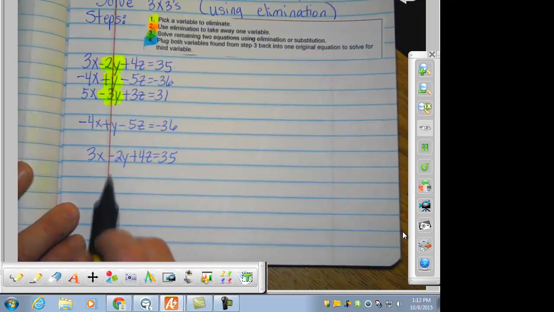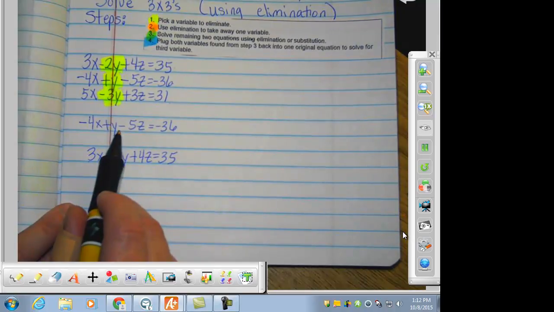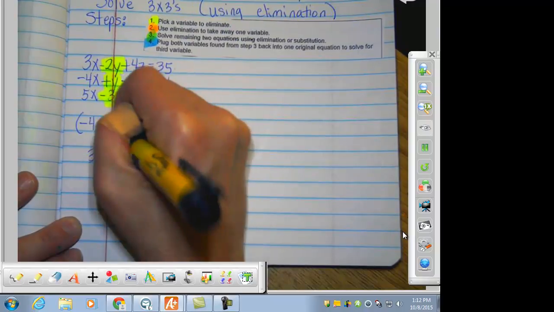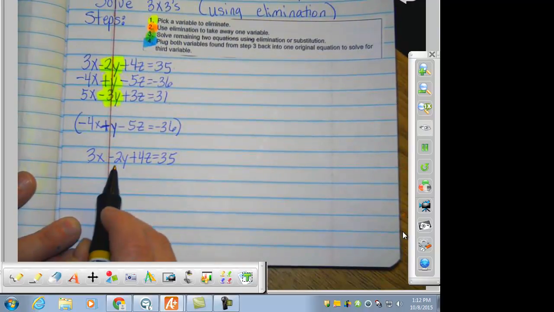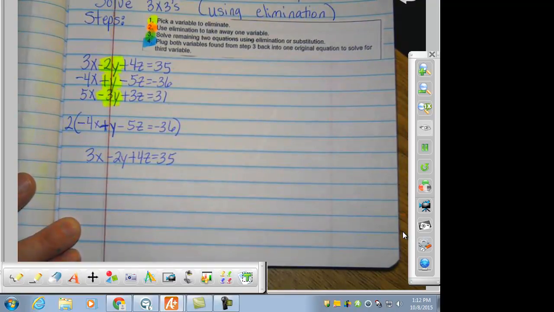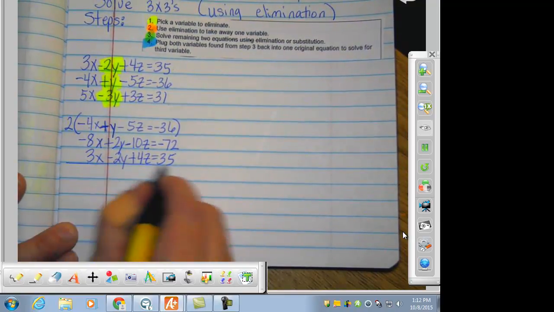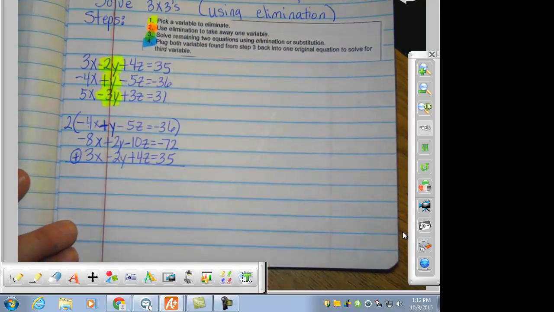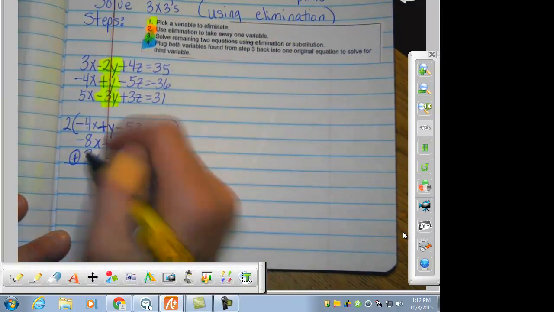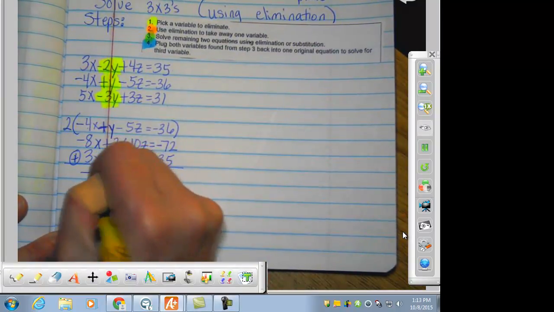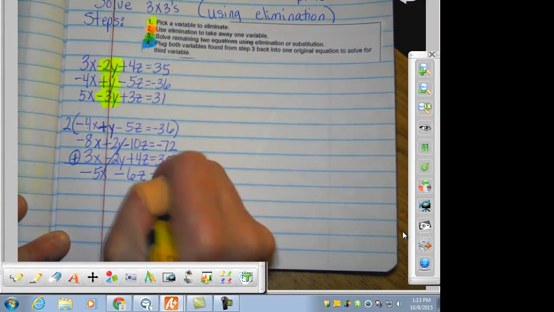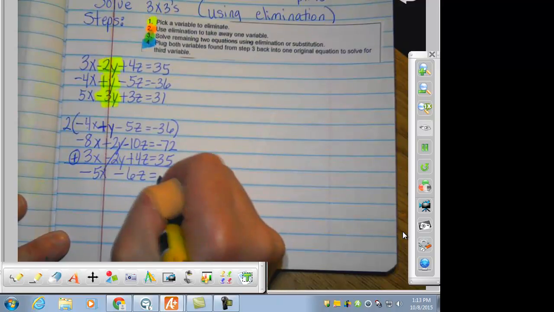Now, I want to eliminate the y's, so what would I multiply to the top equation to make the y's go away? Positive 2. This is a positive y already, and this is a negative 2y. So if I multiply everything through by 2, then the y's will go away. So we draw our line, and we combine these. So the y's will go away, and that's what we wanted. And I'm left with negative 5x minus 6z is equal to negative 37.